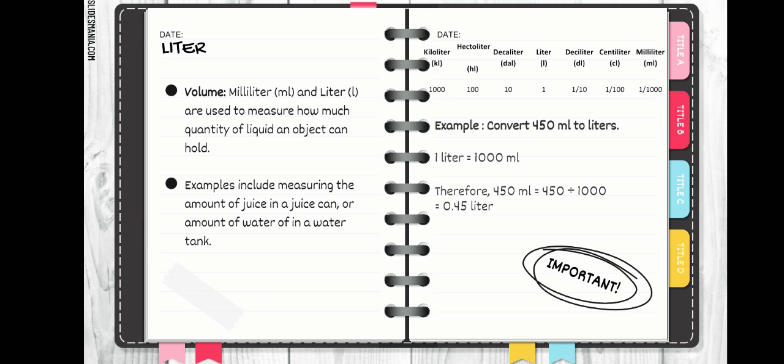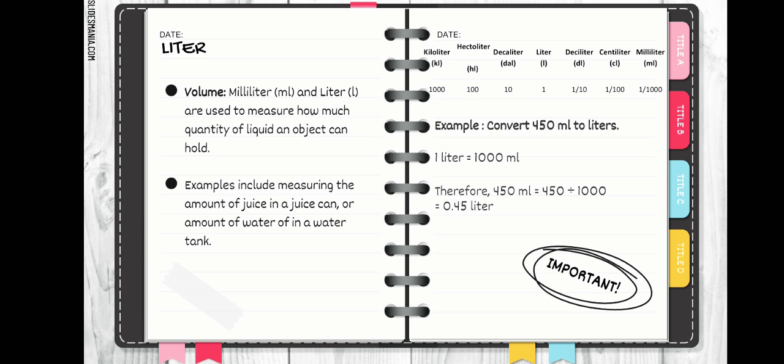liter. Its property is volume, which consists of milliliter, liter, and such, used to measure how much quantity of liquid an object can hold. Examples include measuring the amount of juice in a juice can, or the amount of water in a water tank.